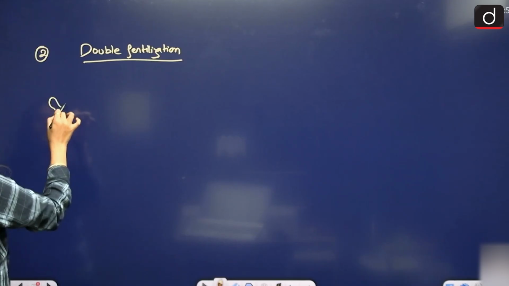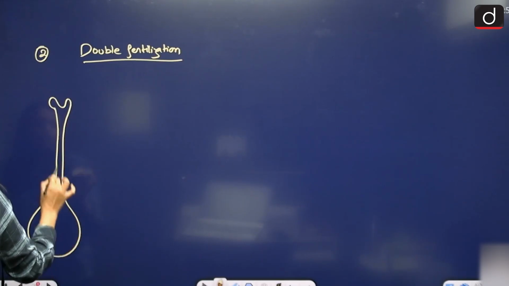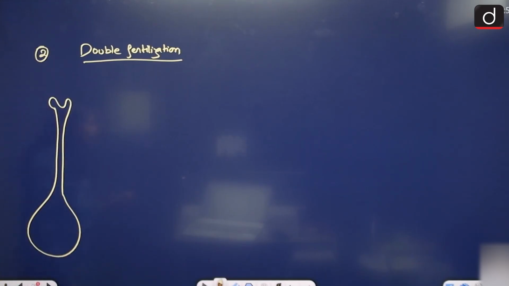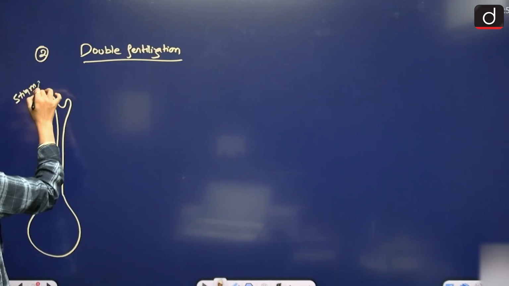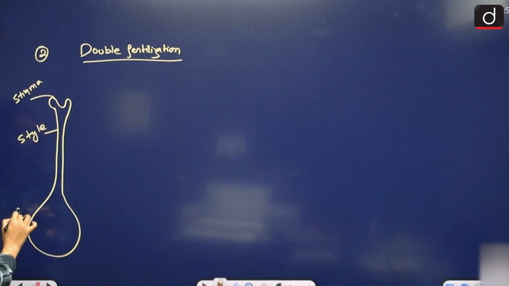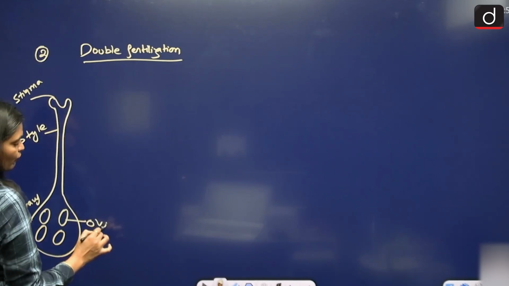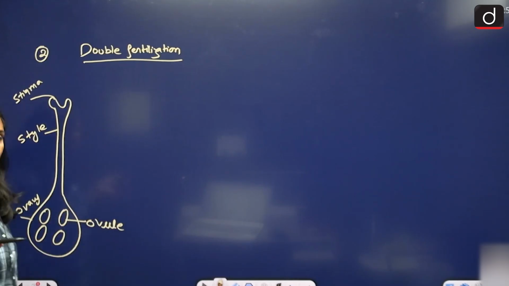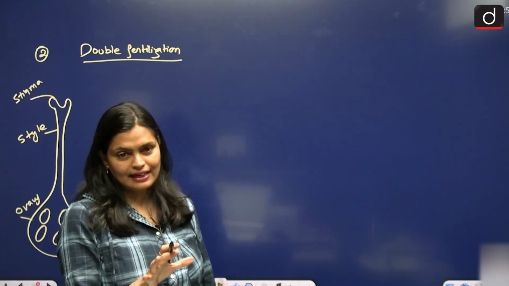See, suppose this is the female reproductive structure called pistil, right? Within the pistil, this outer structure is called stigma, this is called style, and this is called ovary. Okay, within the ovary you have an ovule. Now what are these structures? These are called ovules. Within the ovule you have an embryo sac. Within the embryo sac you have an egg.